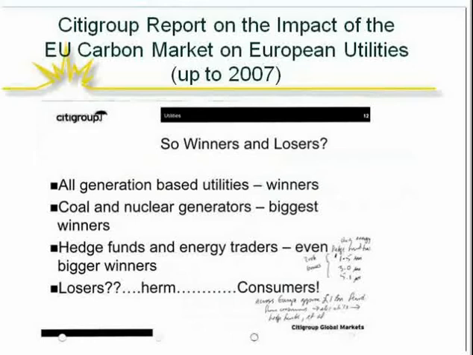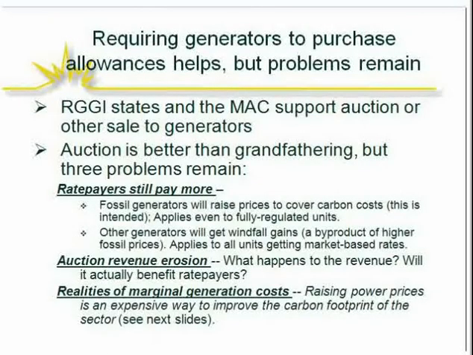Now, Dallas has argued, and I've agreed with him in a source-based system, that we should require generators to purchase allowances, because that does minimize the windfall gains, at least to the fossil units. But an auction of allowances, which is what would be required here if you're going to make the generators pay, still leaves us with some problems.